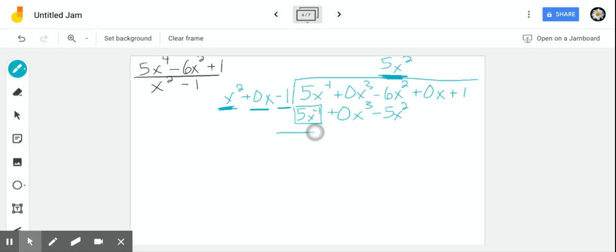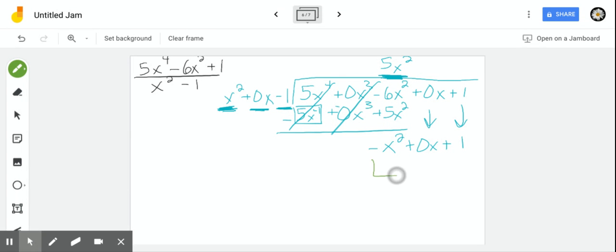All right, draw the line and change the signs. 5x to the fourth and negative 5x to the fourth cancel. 0x cubed and 0x cubed also cancel. And so we just have negative 1x squared. Now, we do need to drop this thing. But notice we're dividing by something that has 3 terms. So that means we need 3 terms here. So we're going to drop both of these things. And it's fine. We can do that if we need to.